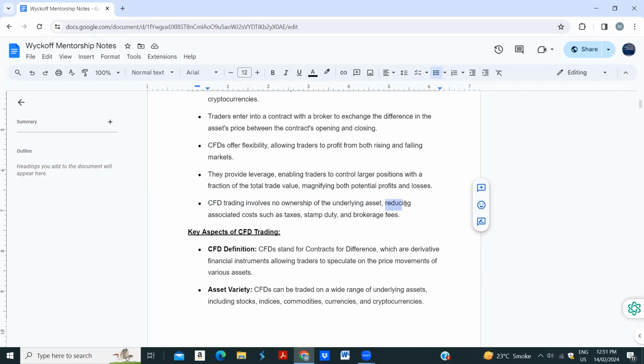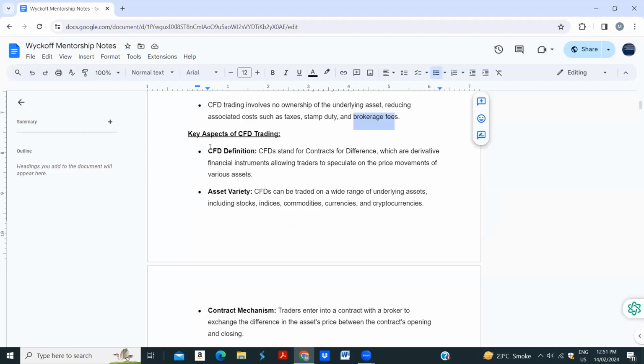So what are the benefits? When you don't own the stock, you reduce the associated costs, such as taxes, stamp duty, and brokerage fees. When you are just speculating on the price direction of the stock, you get rid of the taxes. There is no capital gains tax or other taxes imposed on you because you're trading on CFDs. You also get rid of stamp duty, and you even reduce your brokerage fees.